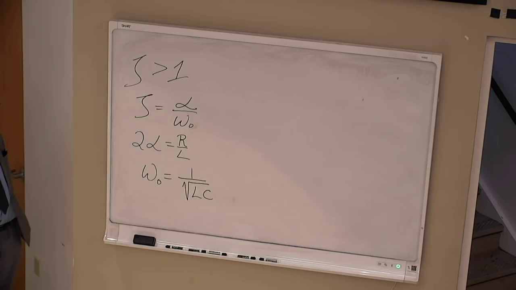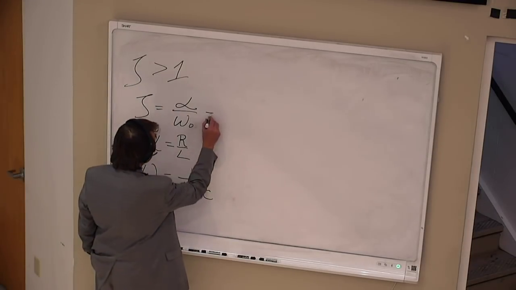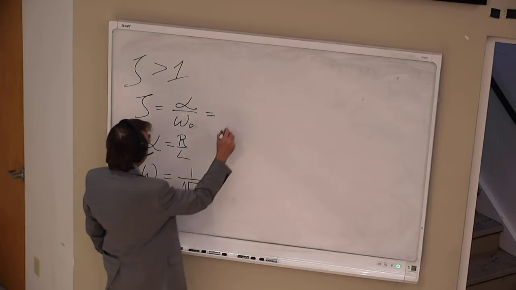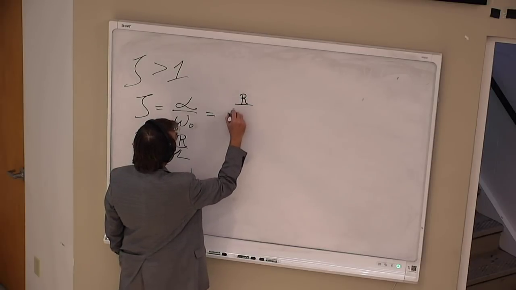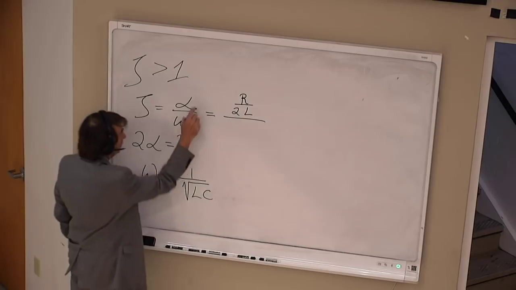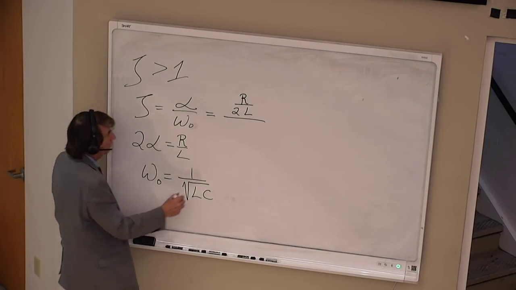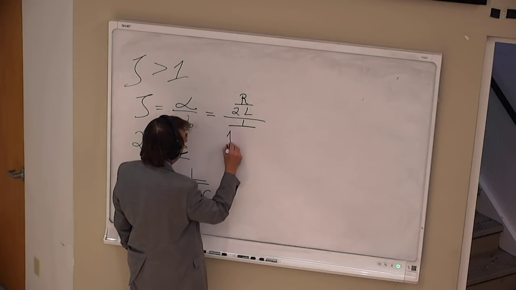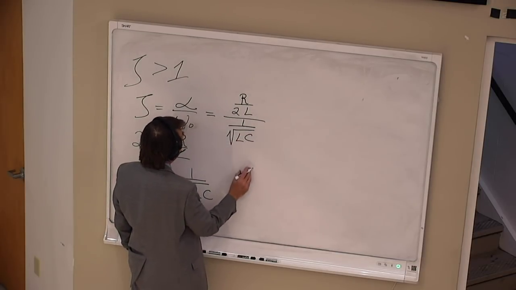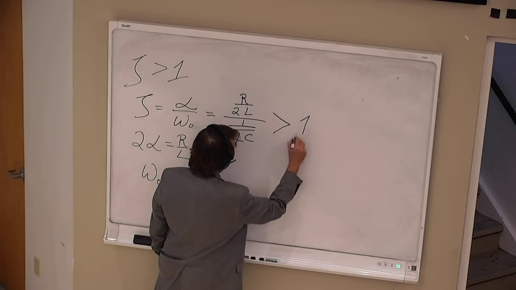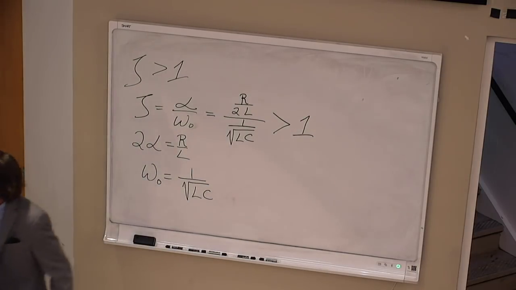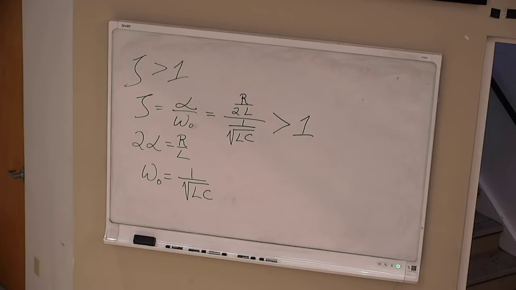Am I doing okay? Excellent. Thanks for the feedback. Now, what is zeta? Alpha. What's alpha? R over 2L. What's omega sub 0? 1 over the square root of LC. This has to be greater than 1. Do I have that written down? Zach, what do you think? You think I got it written down? Most likely. I would hope so.